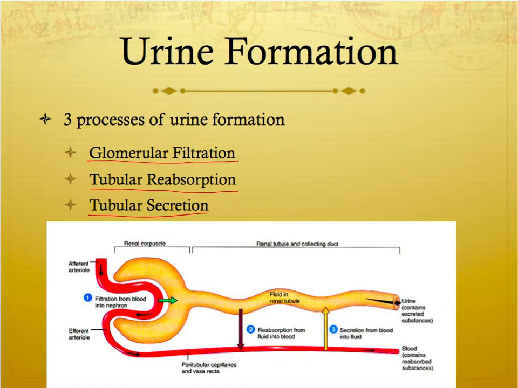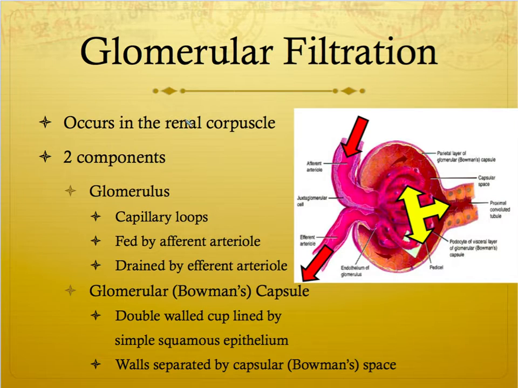And so this is your process. The first part, glomerular filtration, occurs in the renal corpuscle, which is in the cortex of the kidney. You have your glomerulus, which is full of capillary loops. This is fed by an afferent arteriole and then drained by an efferent arteriole. And that's just the blood coming in and blood going out. Within this, we have what's called Bowman's capsule. We have your glomerular capsule.